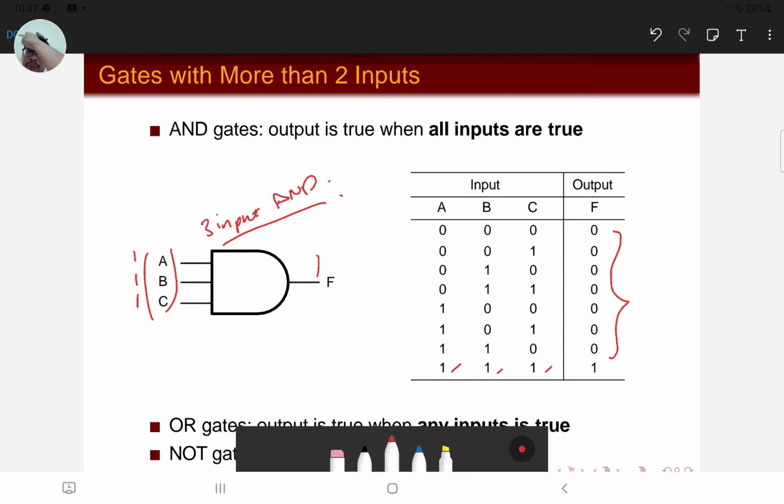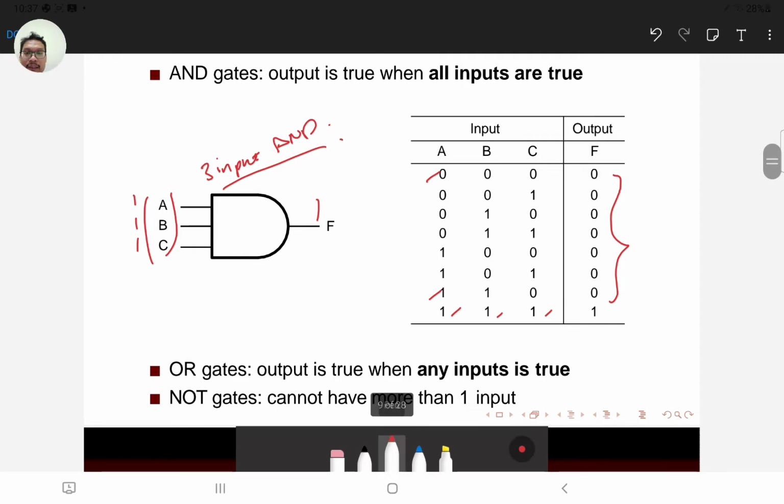Otherwise it is 0 all the way until decimal 6, we are going to get F equal to 0. For the OR gate, the output is true when any input is true. So we can derive the same way that for the OR gate, the output is 1 when any of the inputs is 1. In other words, you have a 0 only during this case for an OR gate.